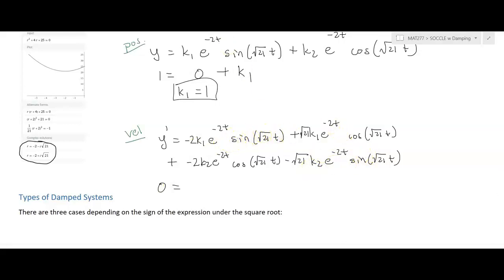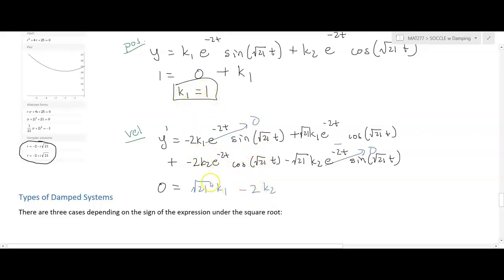And so then that'll be 0, this will be 0. This will give us e to the 0 times cosine of 0, that's 1. So that will leave us with square root of 21 k1. And this term here, e to the 0 is 1, cosine of 0 is 1, minus 2 k2.